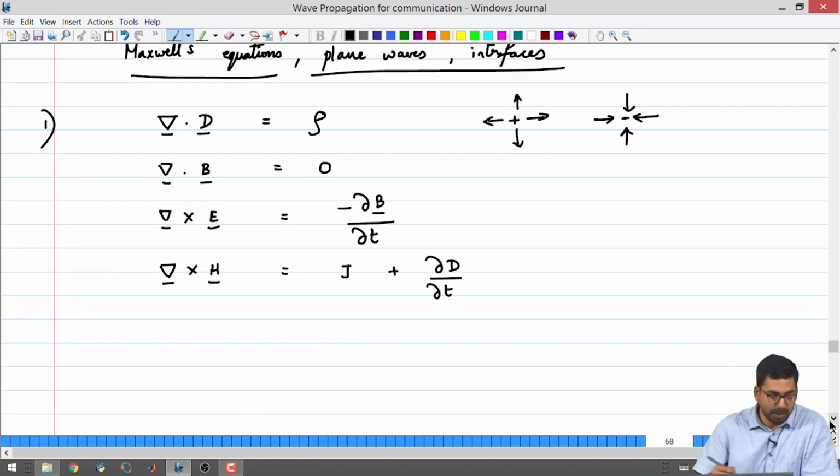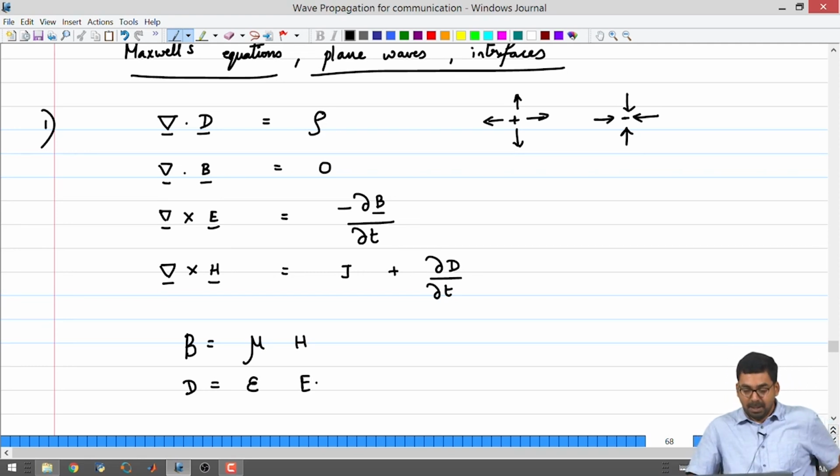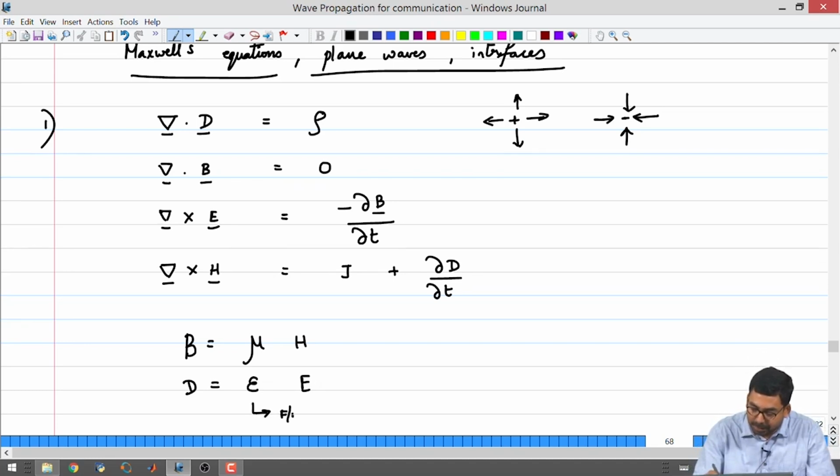So, to give the constituent relationships, we can say that B is equal to mu H and D is equal to epsilon E, where epsilon is the permittivity, and the unit is farad per meter. Now, already you should be able to figure out where we are going. The unit is farad per meter. It has the same unit as the distributed capacitance in the model of your transmission line.